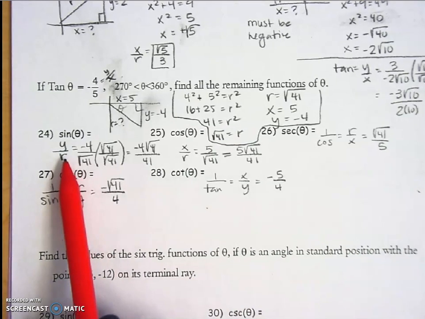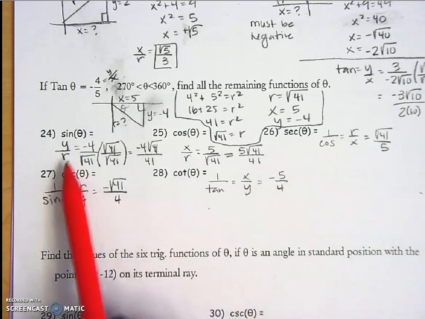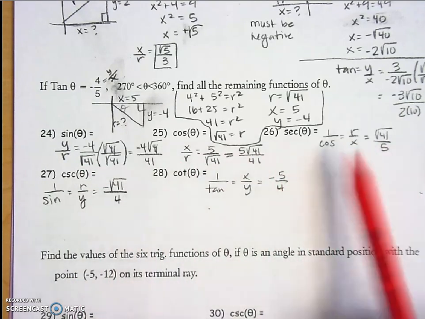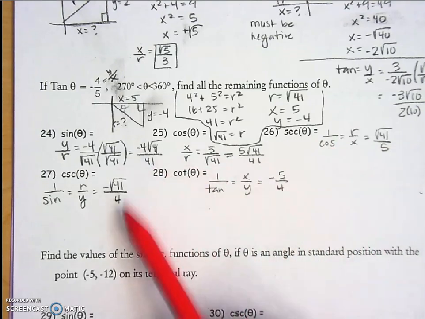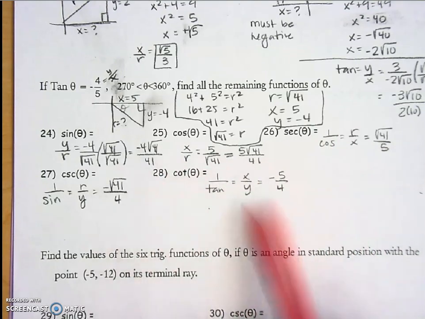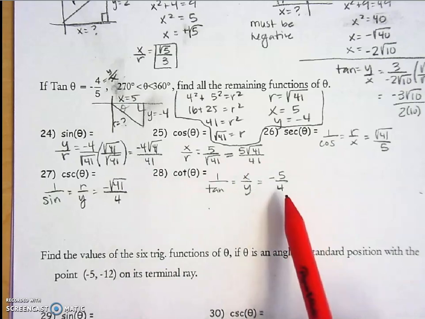All right, pause the video so you can take a minute and see I have written out the ratios. Remember that secant is an inverse, so you're just flipping the answers that you already found and rationalizing the denominator where necessary.